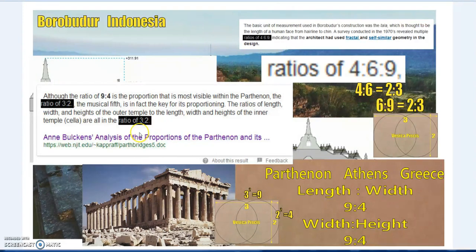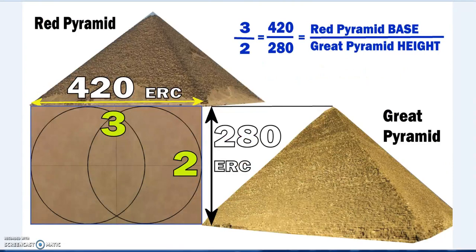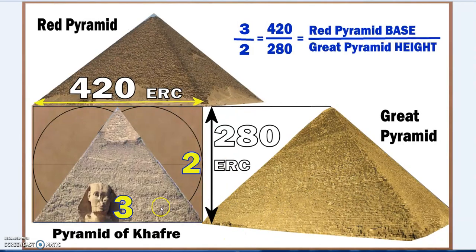But also there have been many studies on this. You can just look at this 9 to 4 ratio throughout the temple, because from a 3 to 2 you can construct a 9 to 4 ratio, but the actual 2 to 3 ratio is the important part, the inherent part within there, and that can be found throughout the Parthenon as well. But this links several of the grandest pyramids in Egypt. For instance, the Red Pyramid, the base is at a 3 to 2 ratio to the height of the Great Pyramid, and the Pyramid of Khafre is at a 3 to 2 width to height ratio as well.